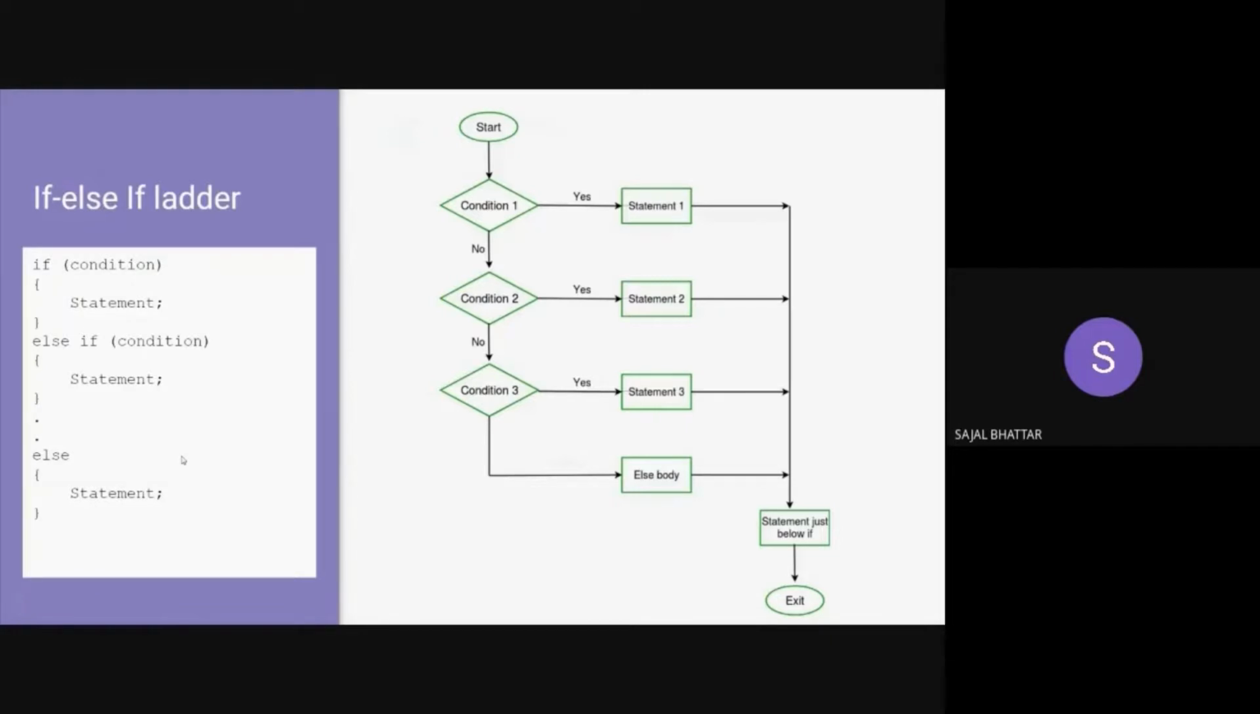It's very simple. You just have to give a condition on each step, and if any of the conditions is true, it will just execute that particular block, or otherwise it will just go to the else statement.